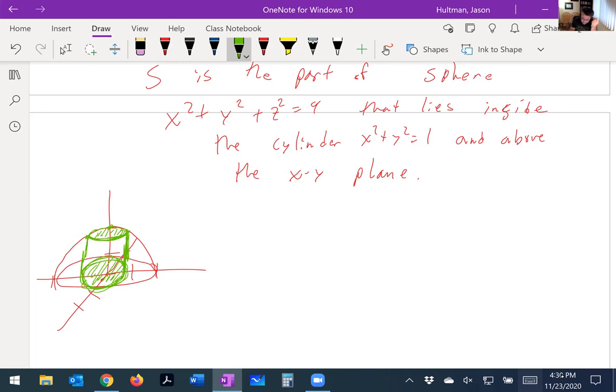Oh, it's part of the sphere. It's just part of the sphere. So it's this part of the sphere here. It lies inside that cylinder. It's just this part. This is S. Down here, this is D. That doesn't show up real nice. This is D down here.